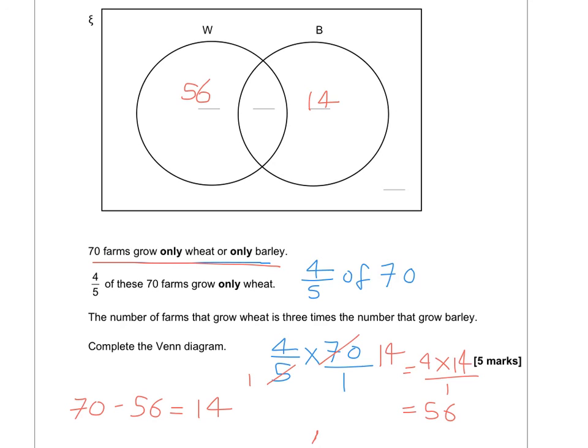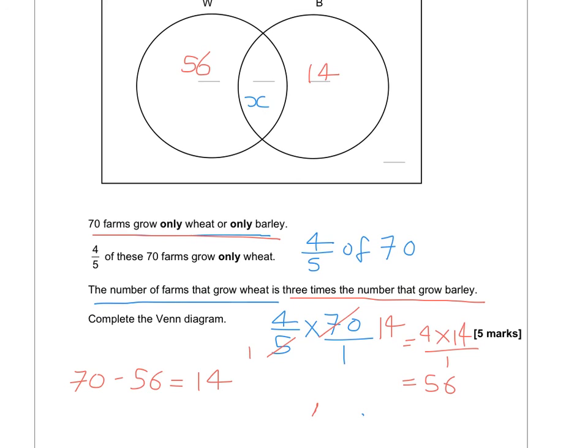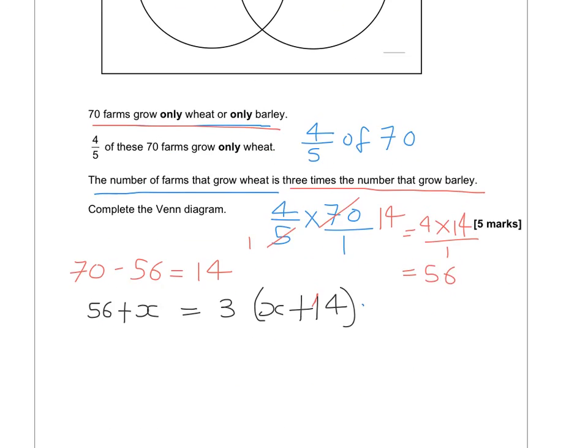Now I'm going to call this middle value here x, because the next line tells us that the number of farms that grow wheat is 3 times the number that grow barley. The number of farms that grow wheat is equal to 56 plus x, and this is 3 times the number of farms that grow barley, which is x plus 14. So we can now solve an equation to find the value of x.